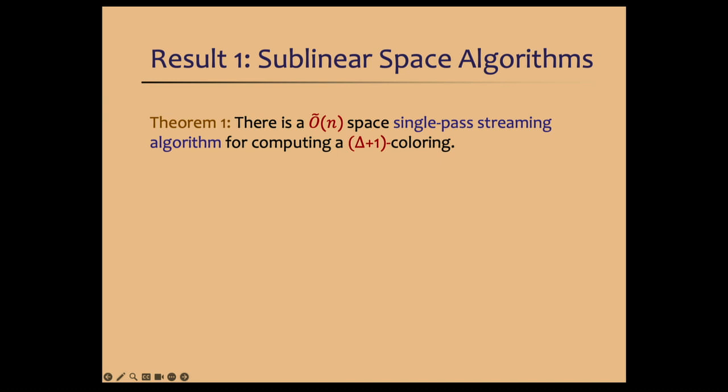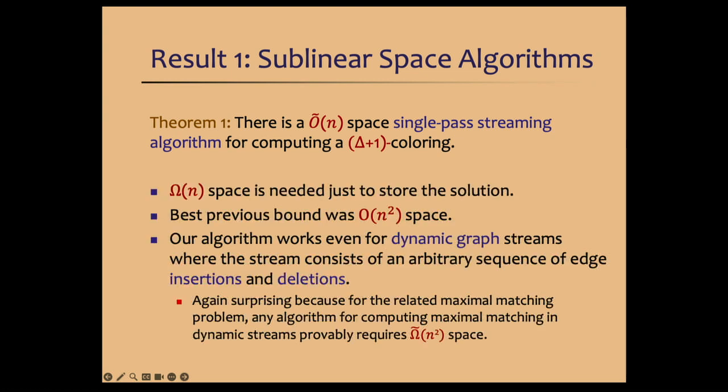So first, in the context of streaming algorithms, we show that there is essentially an n poly log n space streaming algorithm for solving this problem. And let's remind ourselves again, you need omega n space just to store the solution. So it's using space which is just a little bit more than the space you need to store the solution. Okay? And prior to this work, the best known algorithm did need order n squared space. When delta was close to omega n, the space requirement of any previous known algorithm was in fact n squared.